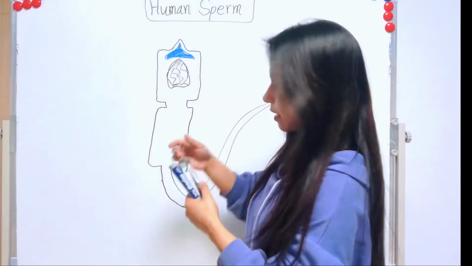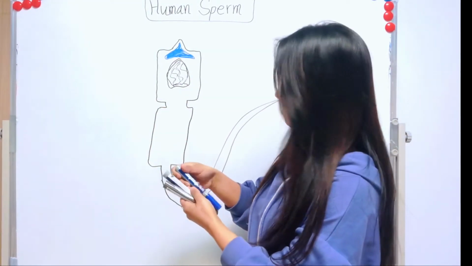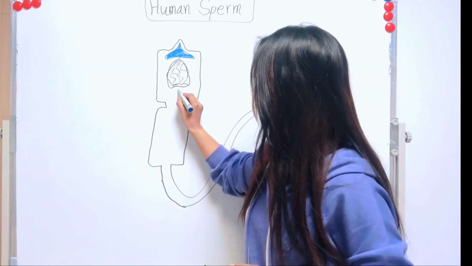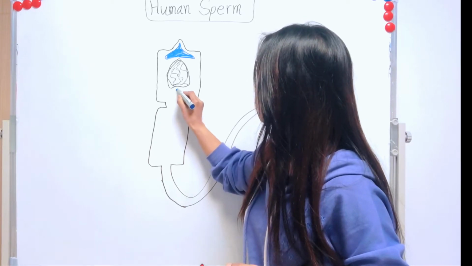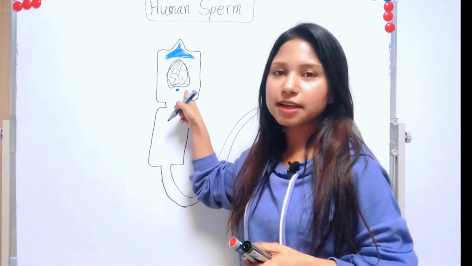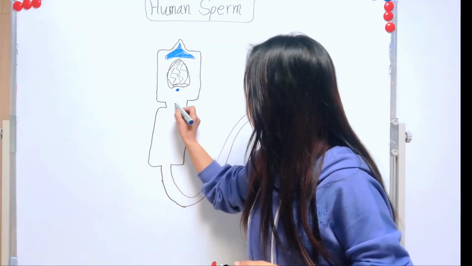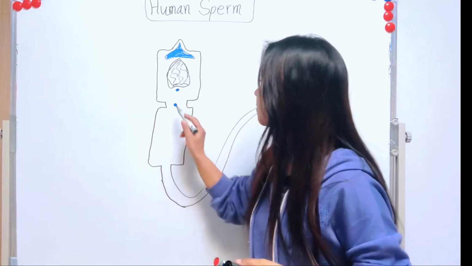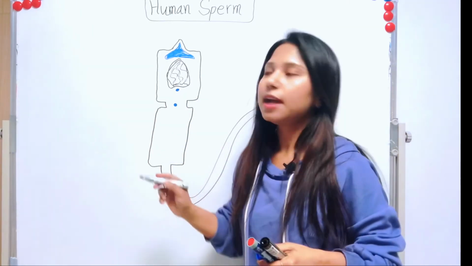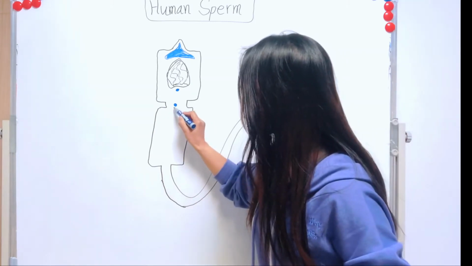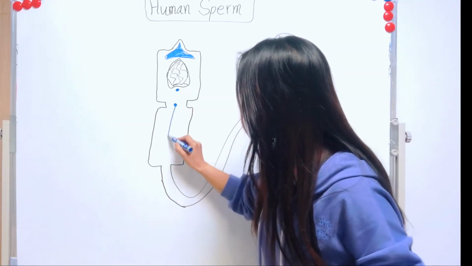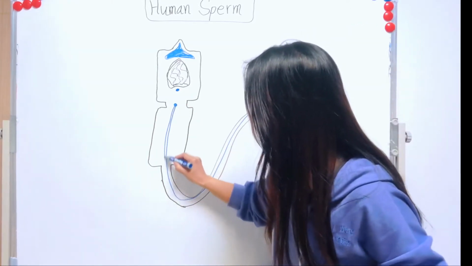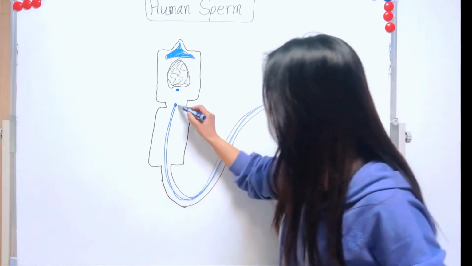Then this is the neck. Now below the nucleus another structure is present and this is the proximal centriole, and here another centriole is present and this is the distal centriole. From the distal centriole is the origin of the axial filaments. These are axial filaments.